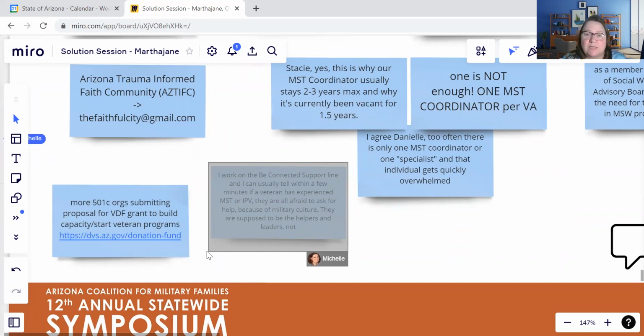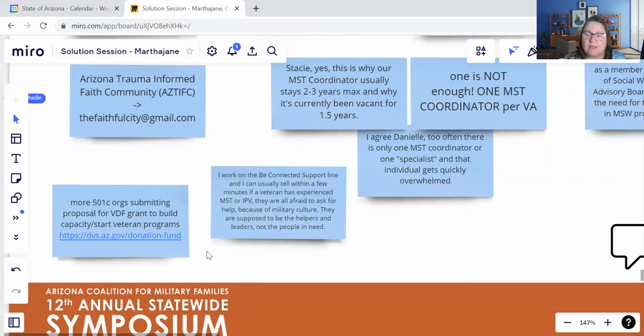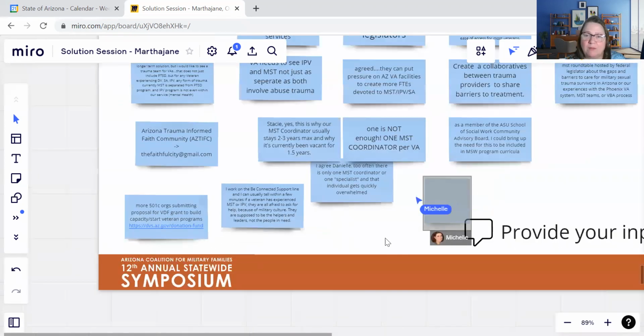This person works on the Be Connected support line and can usually tell within a few minutes if the veterans experience MST or IPV, and they're all afraid to ask for help because of the military culture. They're supposed to be the helpers and leaders, not the people in need. So important to point out that point of view.